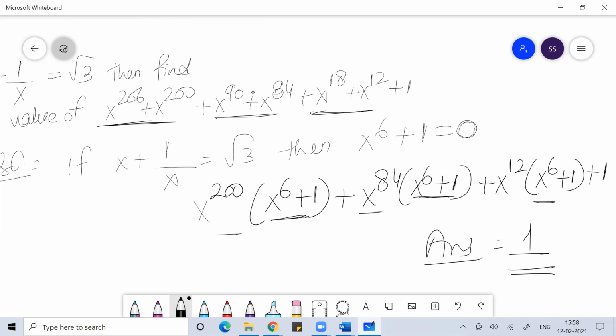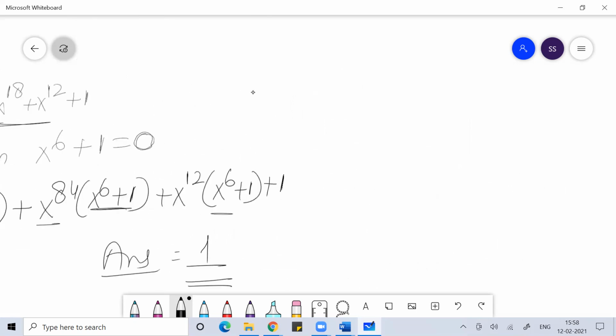So this is just an application. Whenever you get the question, you can solve it that way. It would be easier for you if you apply this logic, and questions will be very easy for you. Anyone, any doubt, any question you want to ask?